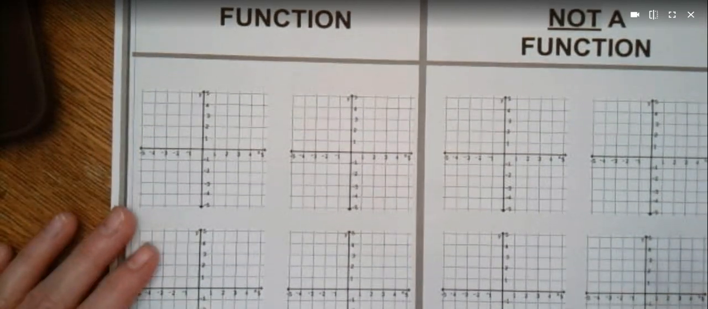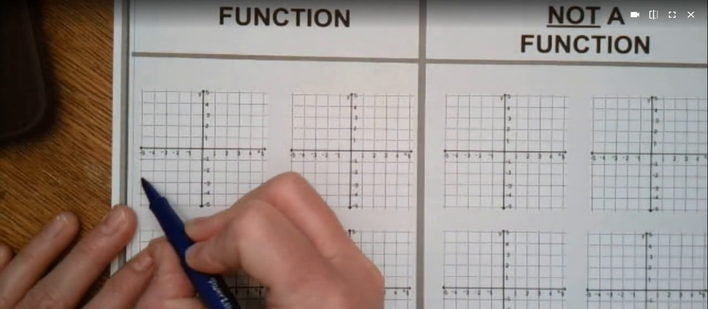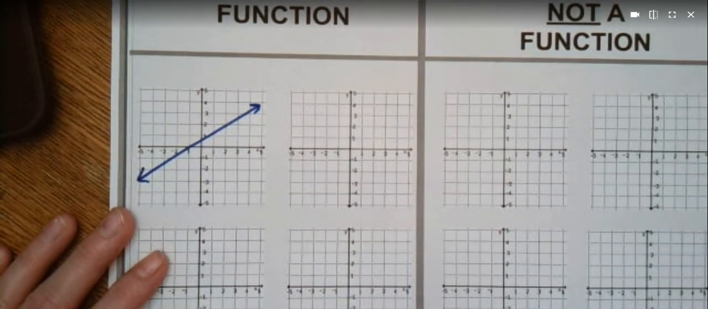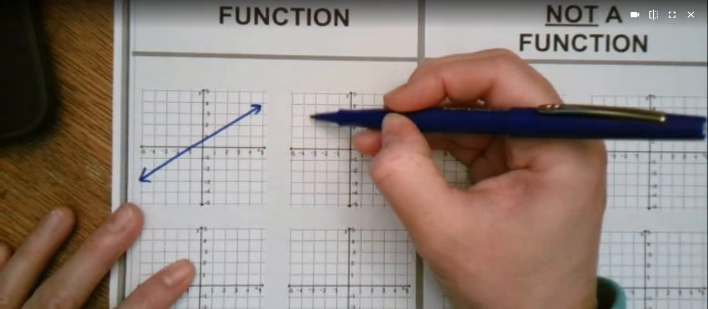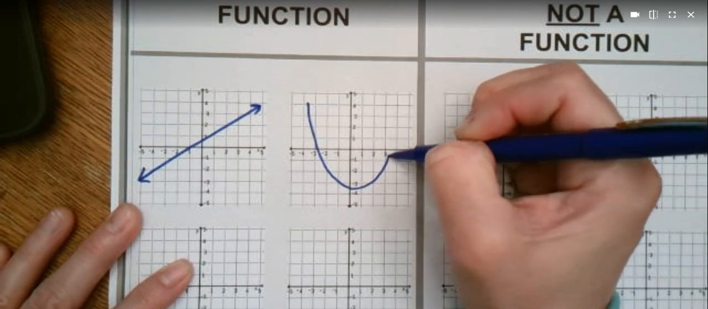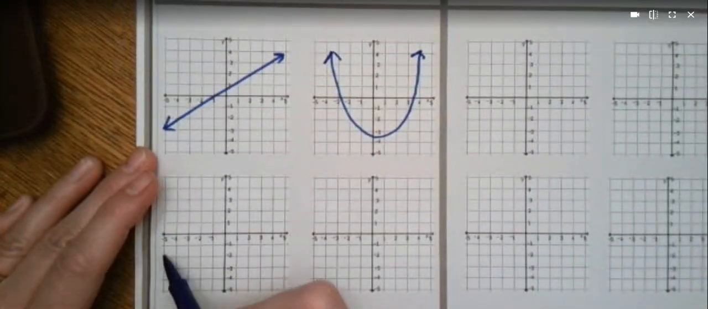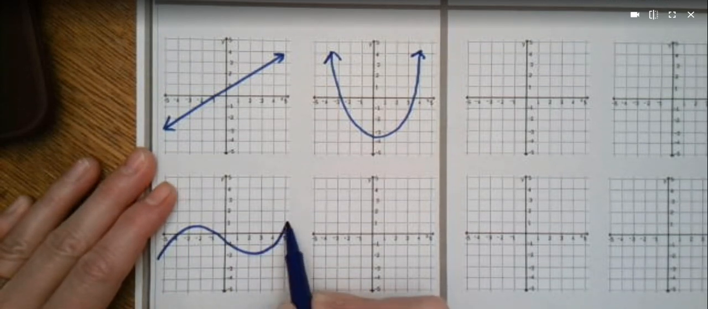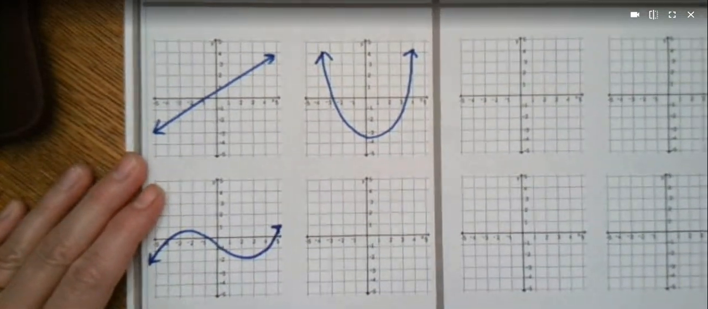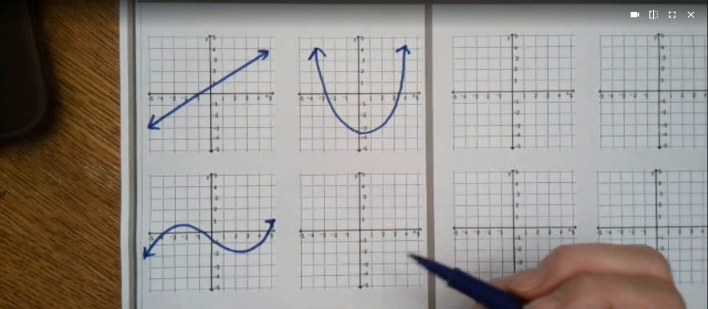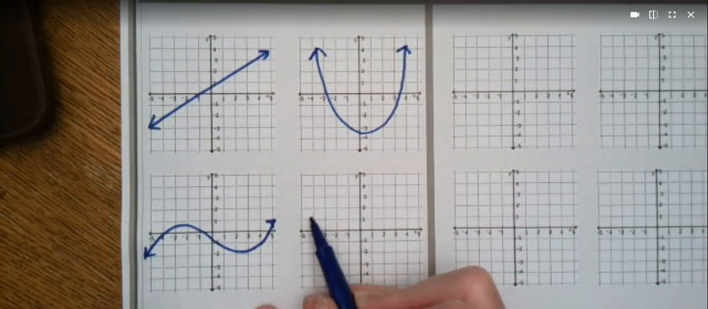So, you can get kind of creative with this. But for instance, if I just have a simple line like this, that would pass the vertical line test. That's a function. I could have a parabola like this. That would be a function that would pass the vertical line test. I could have a curve like this. That would pass the vertical line test. Gosh, some of you guys get so creative when we're actually in class. I could have a line that looks like this too, and that's going to pass.